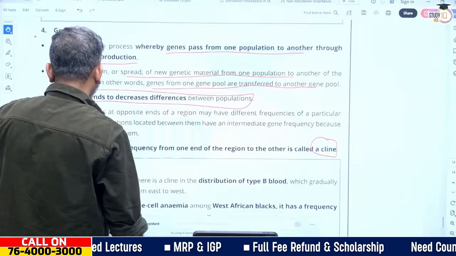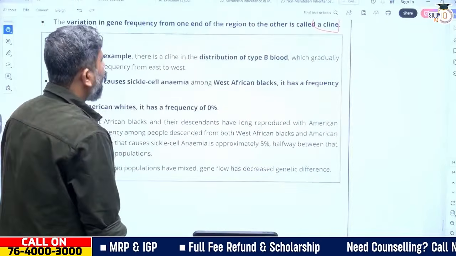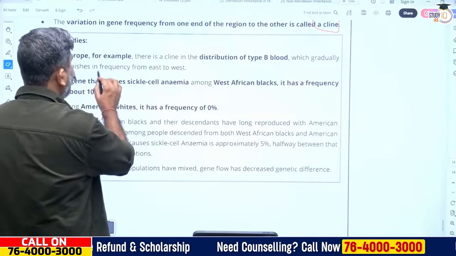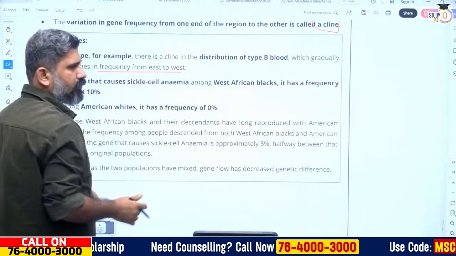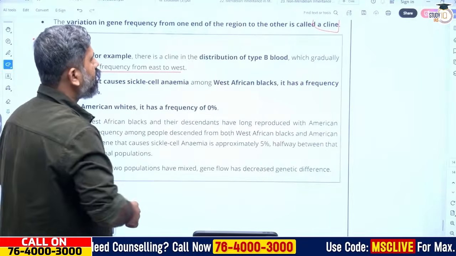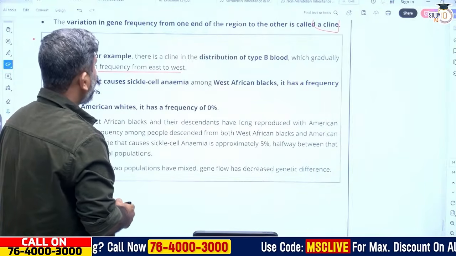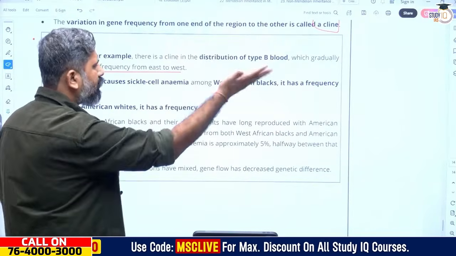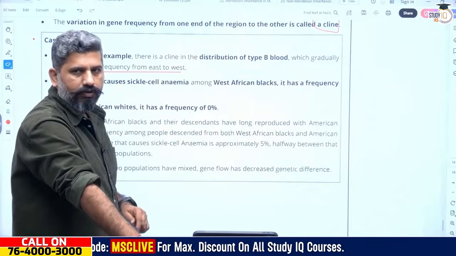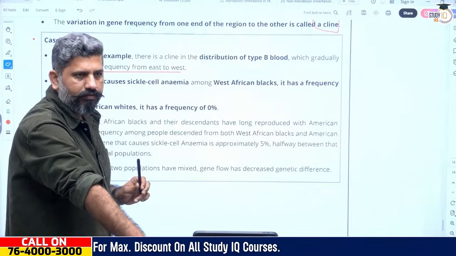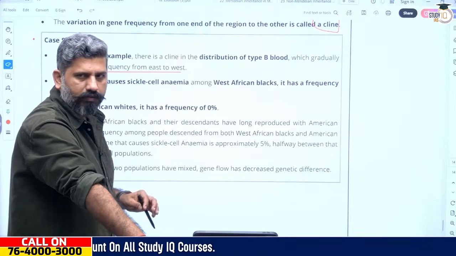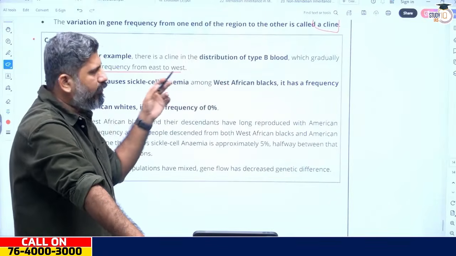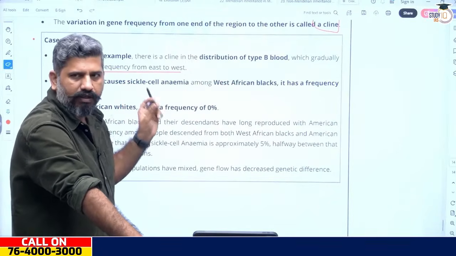Okay? The case studies in Europe, for example: there is a cline in the distribution of type B blood, which gradually diminishes in frequency from east to west. Meaning, the distribution of B blood type is more present in what? The eastern parts of Europe, your Georgia and this part. In the eastern part of Europe, type B blood would be more, and when they start migrating towards the west, the frequency is going to decline.